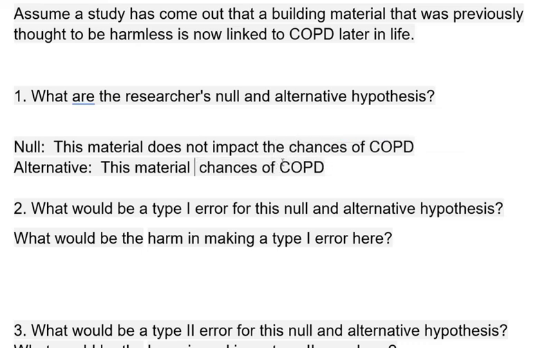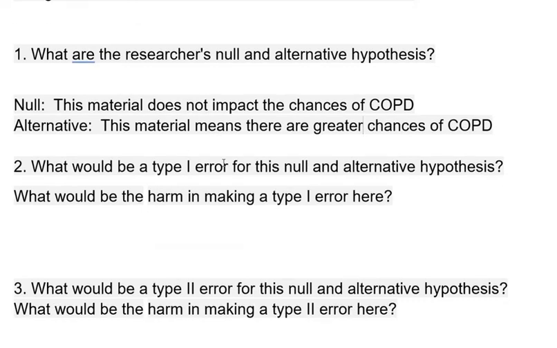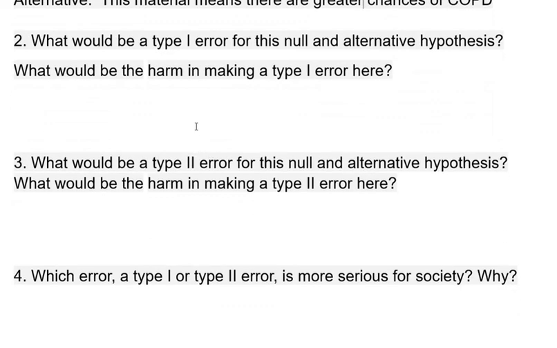So I should say, there we go. It's a one-tailed hypothesis. It's not implied that, and we wouldn't assume that some sort of construction material is reducing your chances of COPD, probably. So it's a type 1 error. All right, there we go.